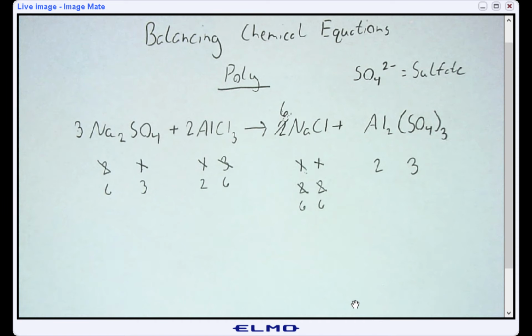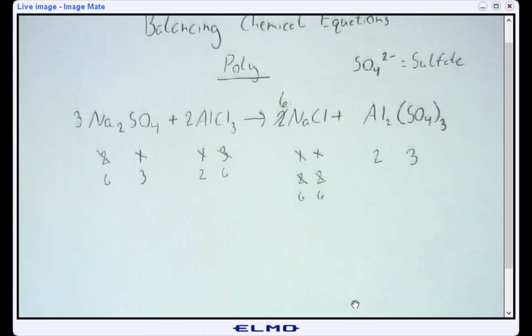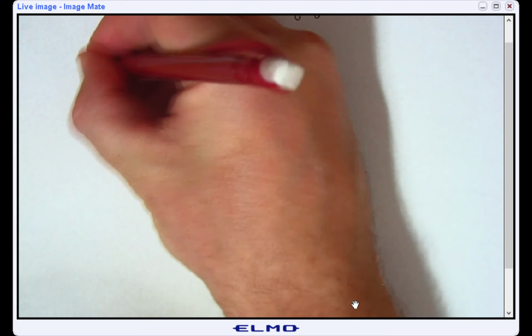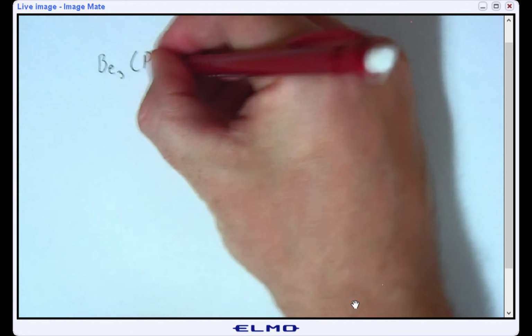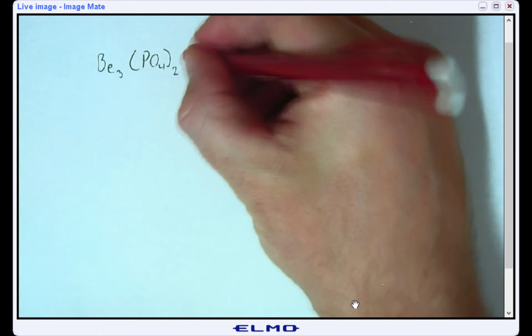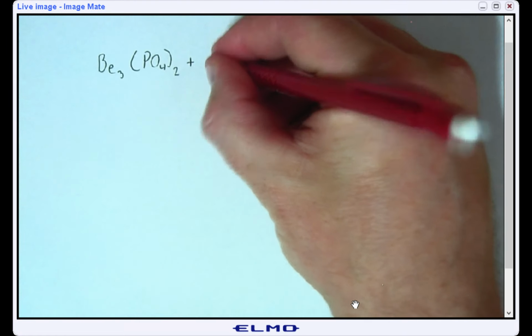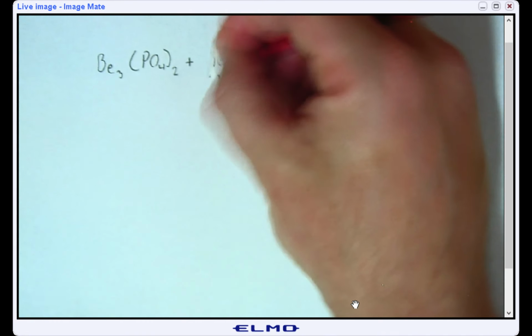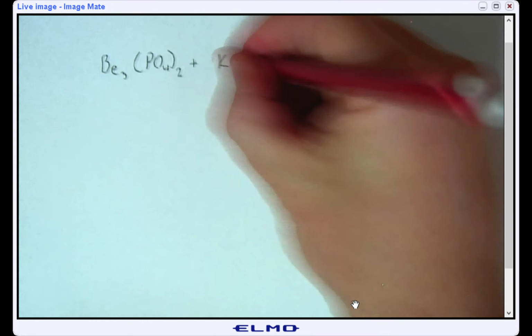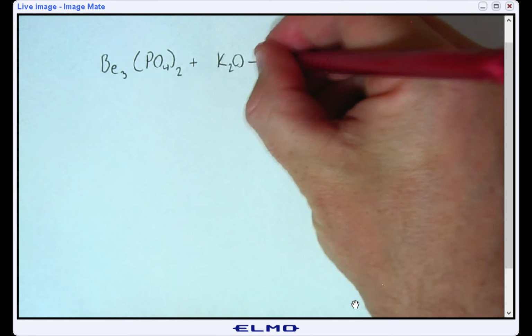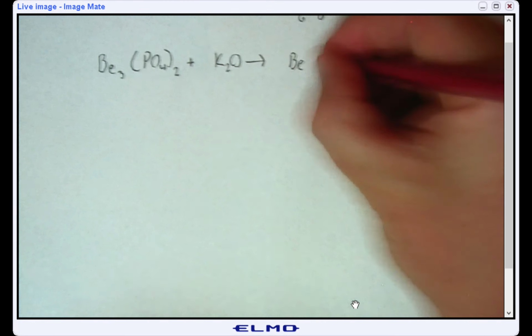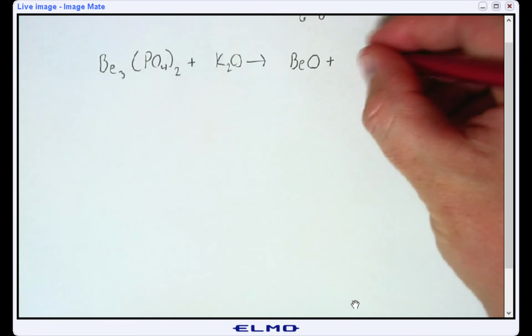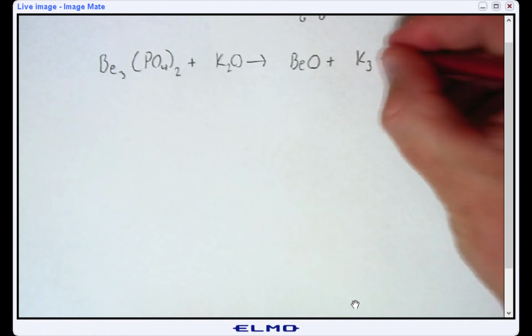All right, I'm going to give you a sample problem, and then let's see if you can do it. All right, so let's just kind of move this up a wee bit. All right, let's give you beryllium phosphate plus a little potassium oxide. Oh, that's a bad K. Let's make it a little bit prettier. It yields or creates beryllium oxide and then a little bit of potassium phosphate.